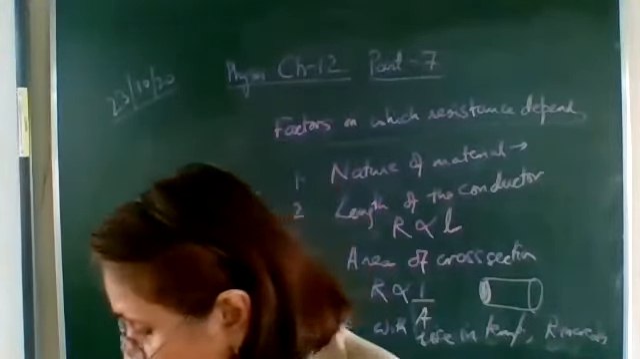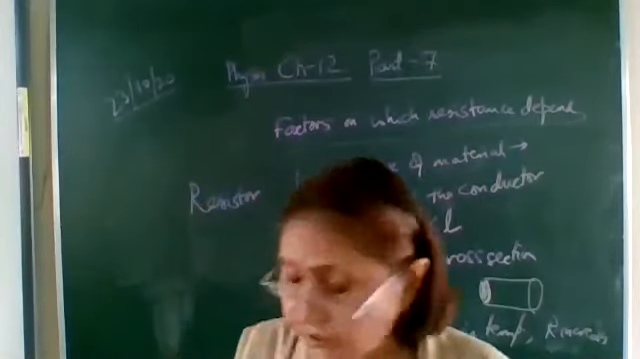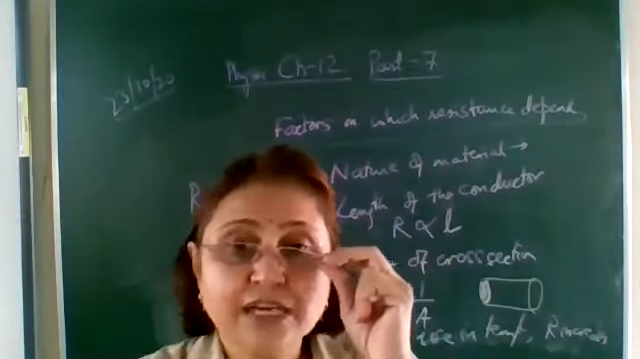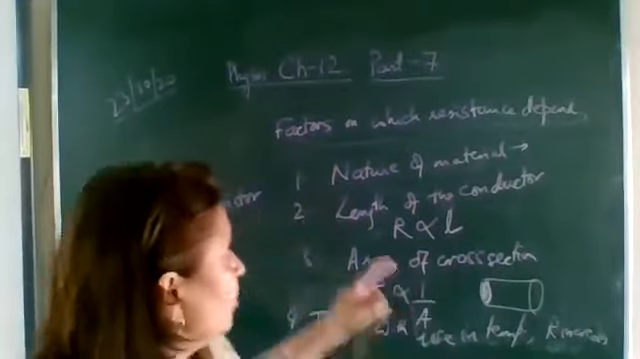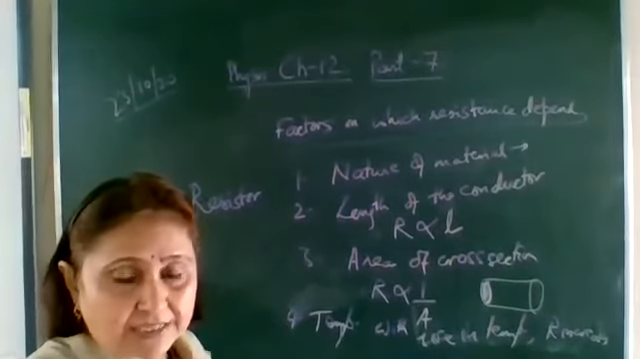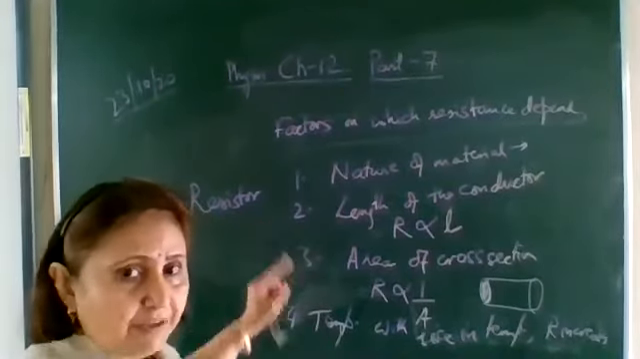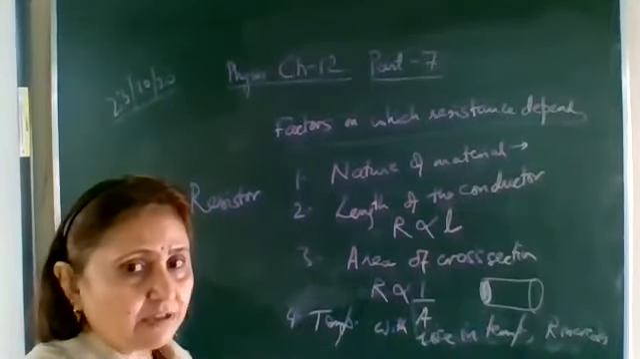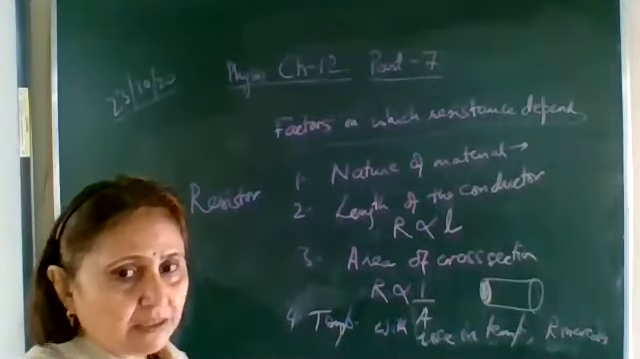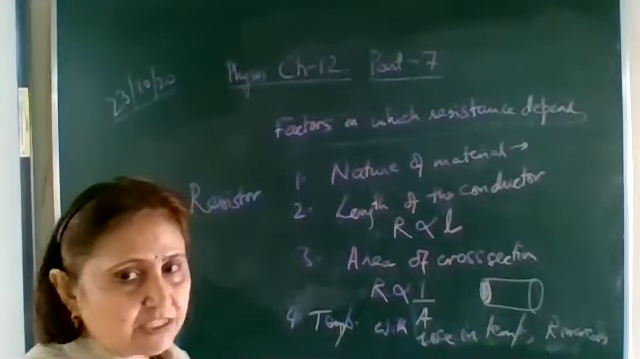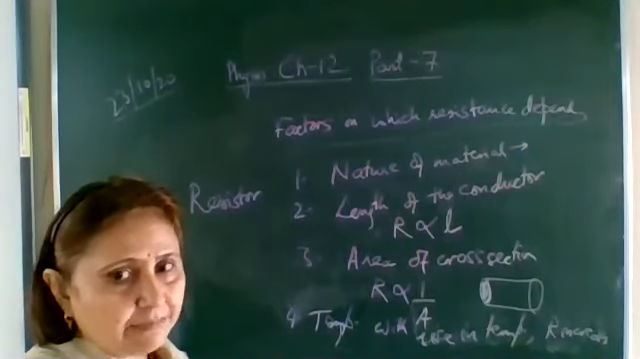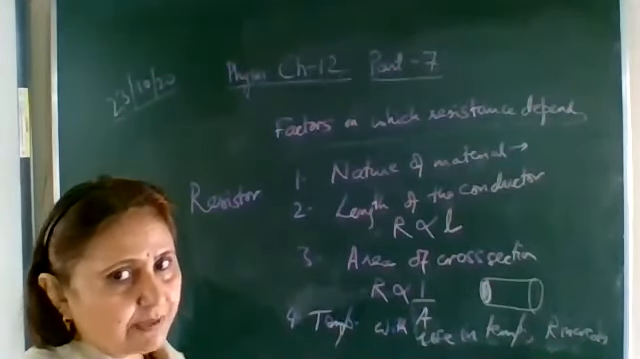So these activities will continue in the next class. For today, we have studied the factors on which the resistance depends. These are the 4 factors. Again, we'll start the activities. The first one is the nature of the conductor. For each of these, there is one activity. We'll study these activities and then the questions will be given.